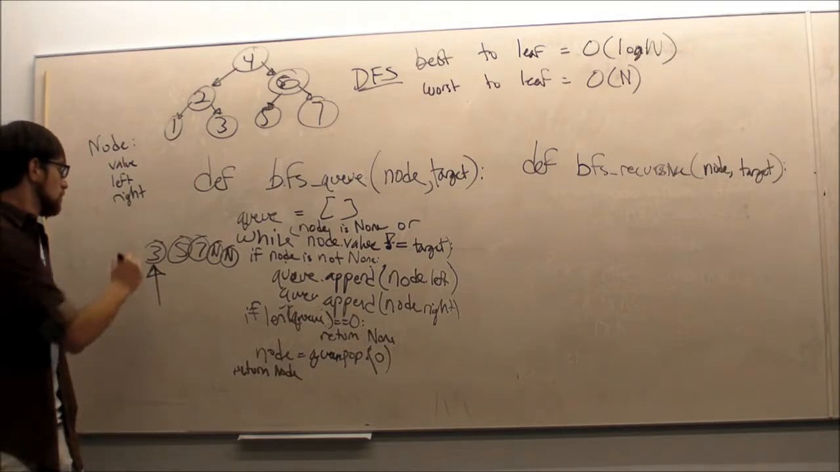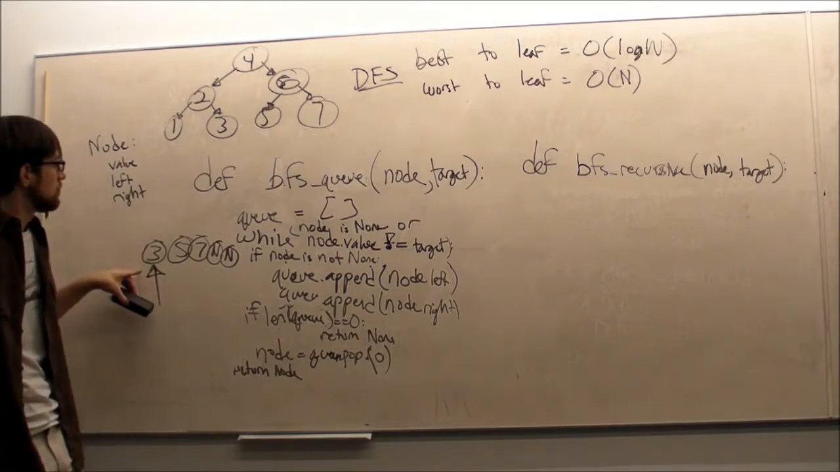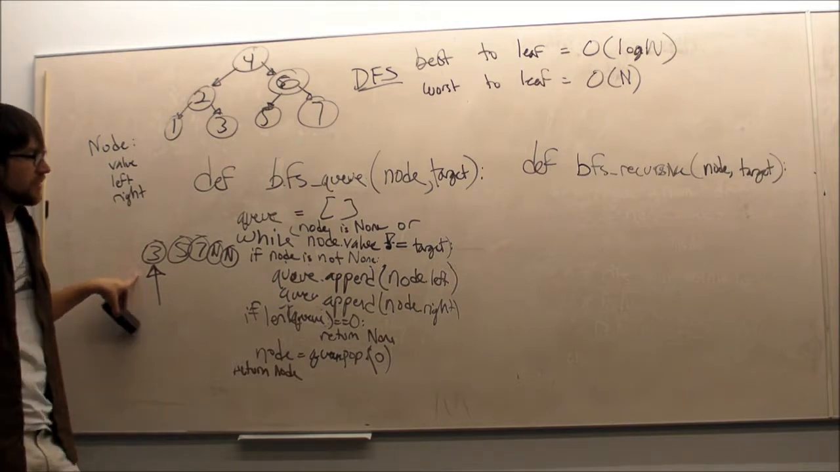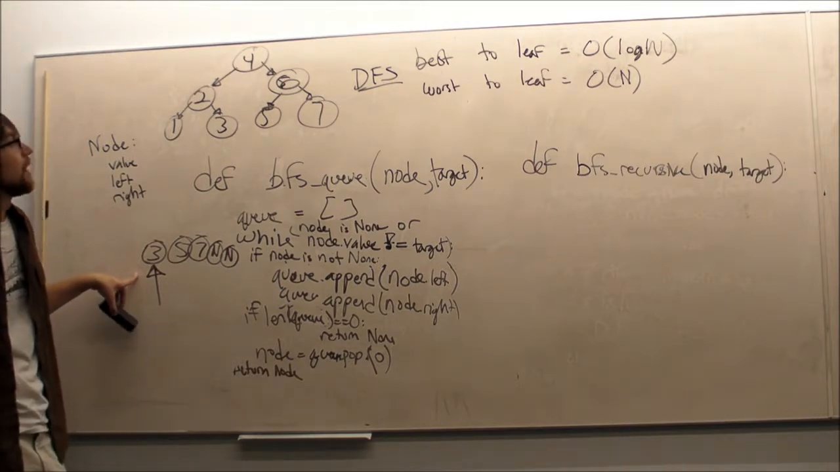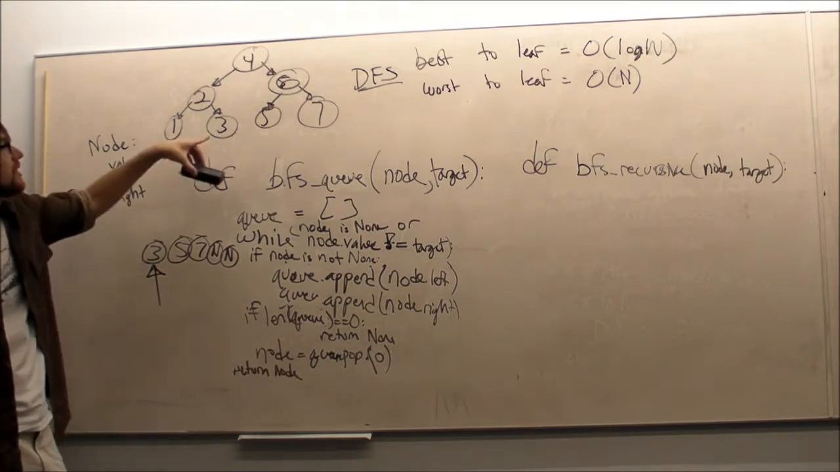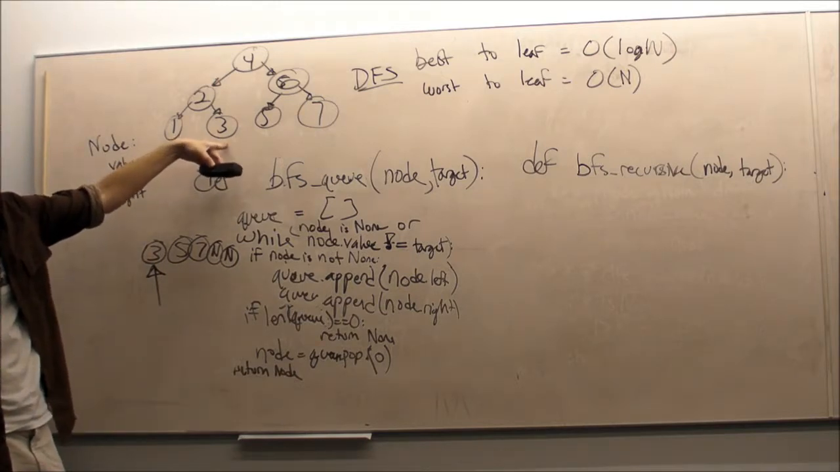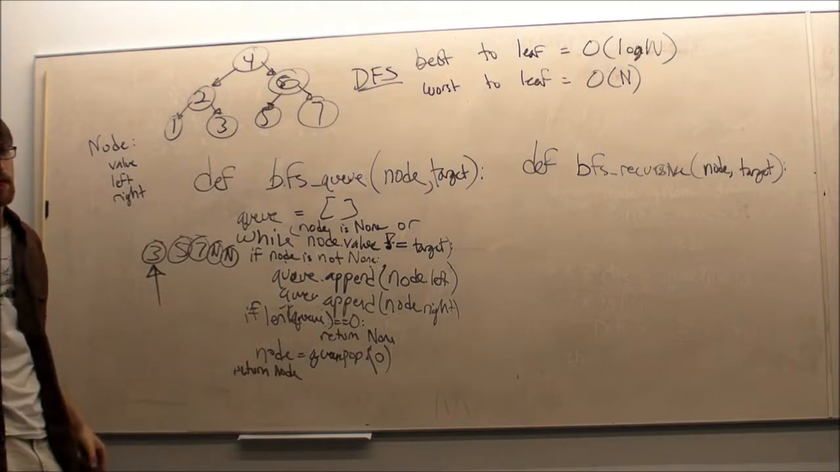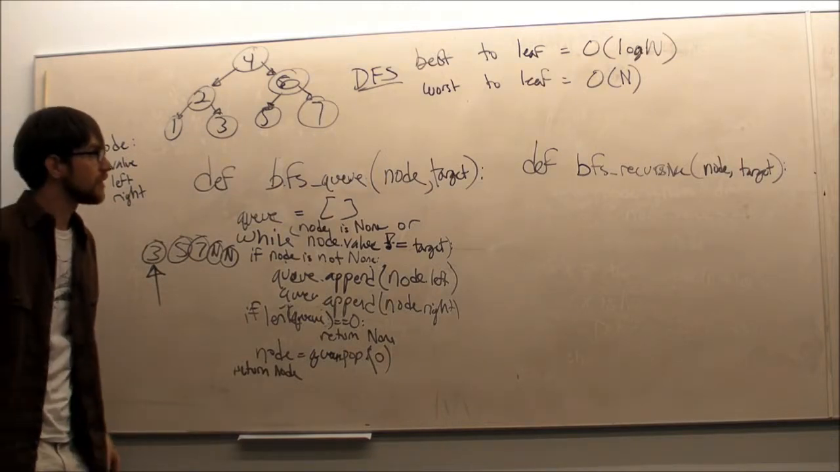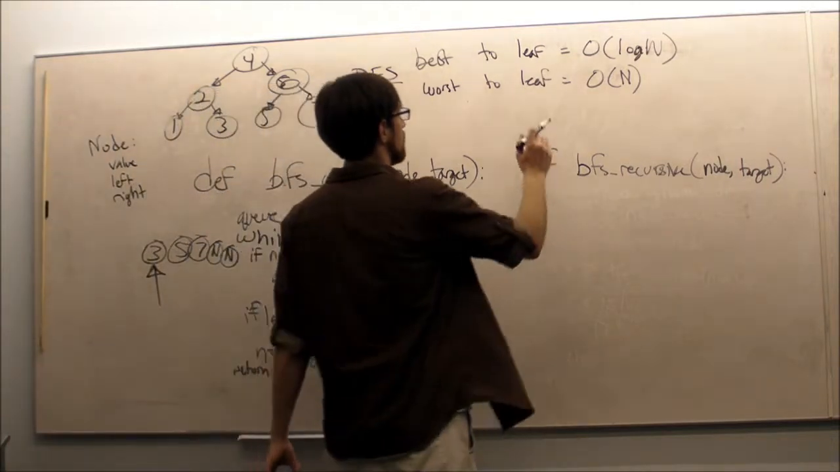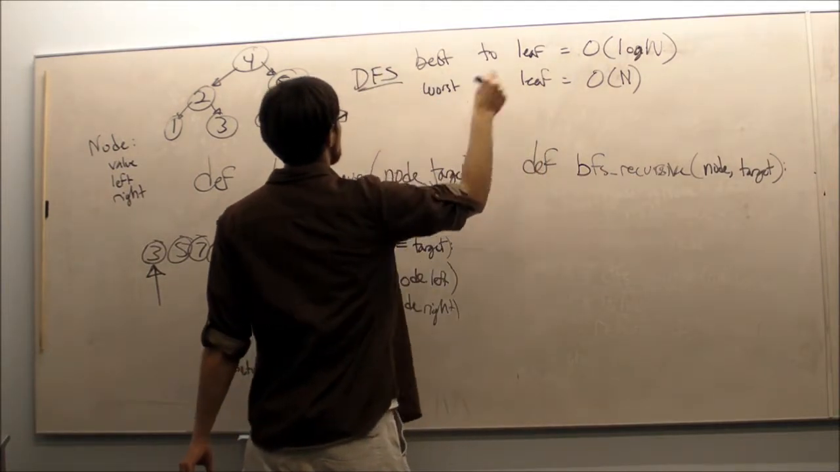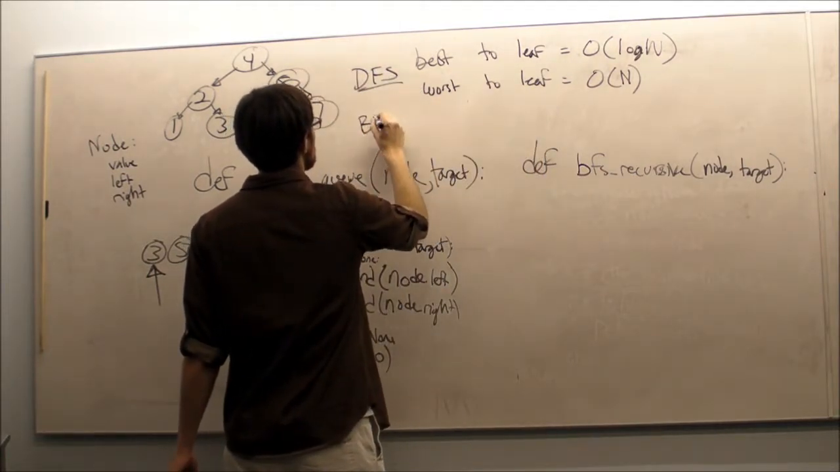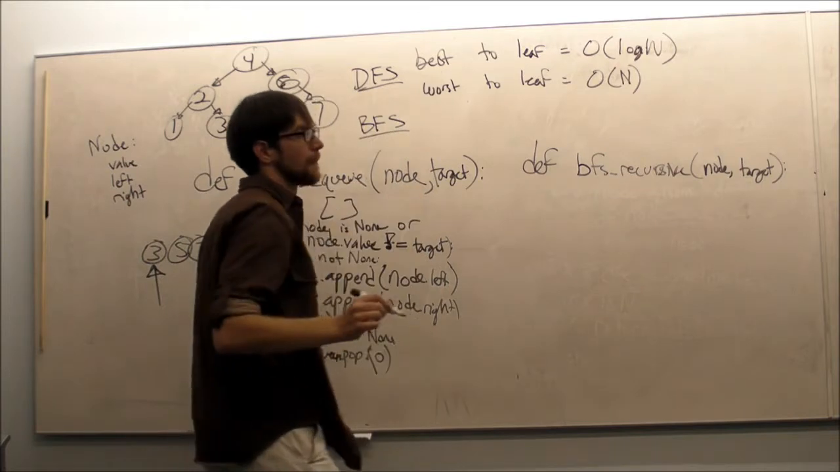And so, yeah, we can eventually find the value we're looking for doing this. And the difference is, to get down to this leaf, we had to look at all the levels in between. And so what is the worst case, or what's the best case to the leaf for breadth first search?